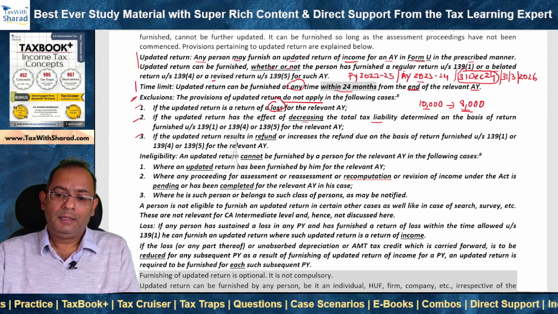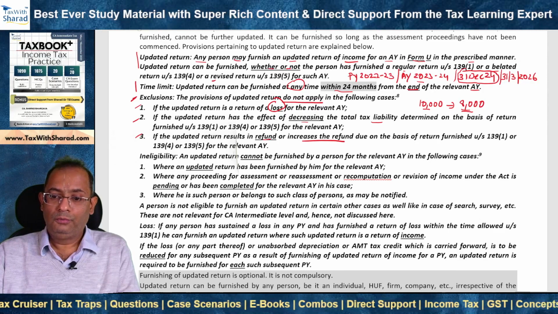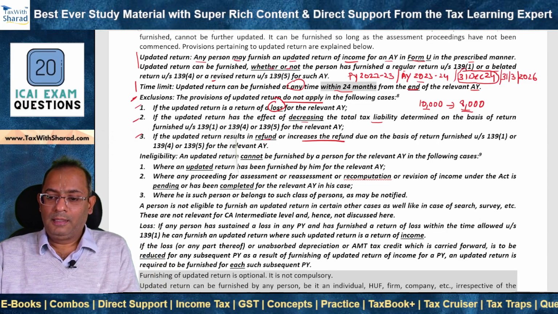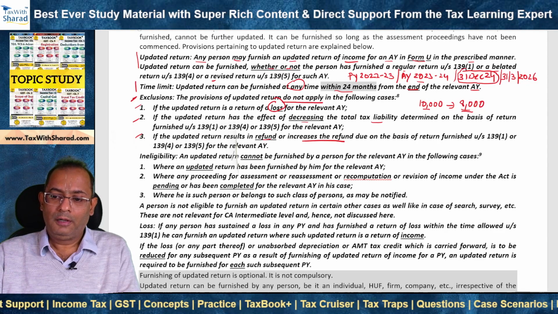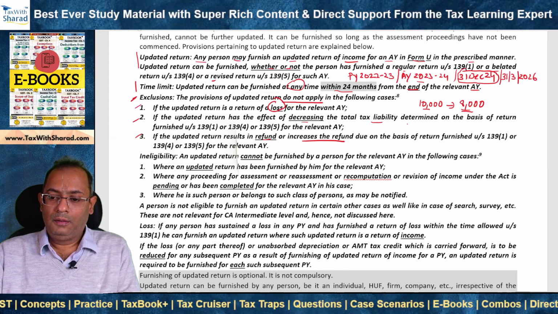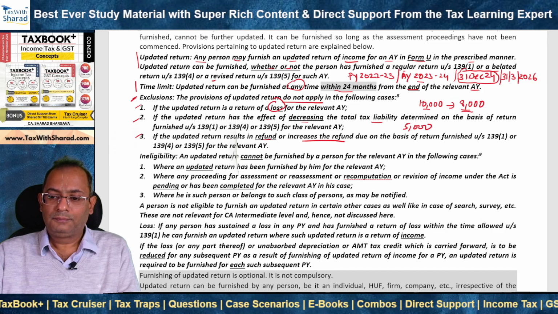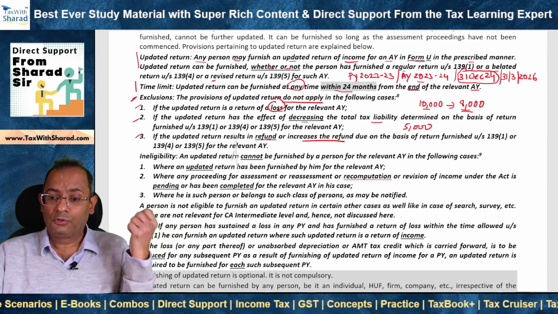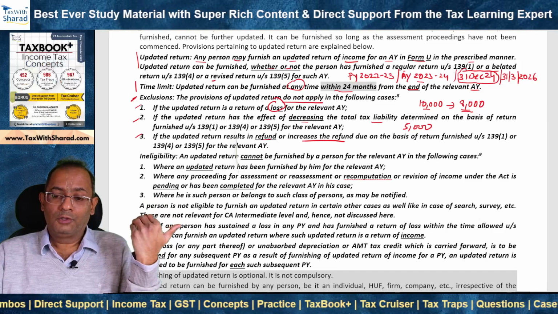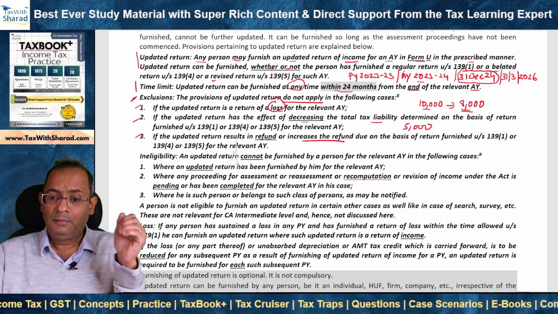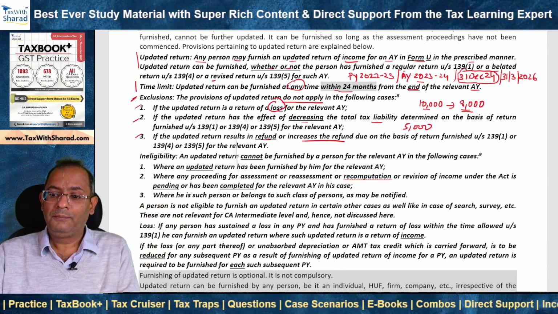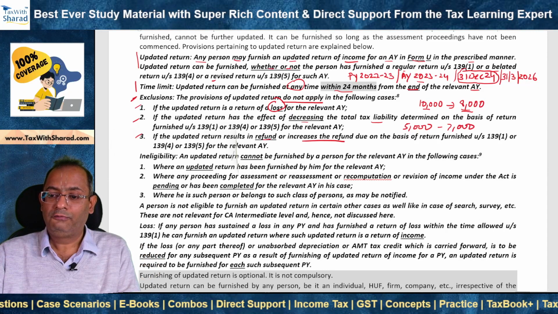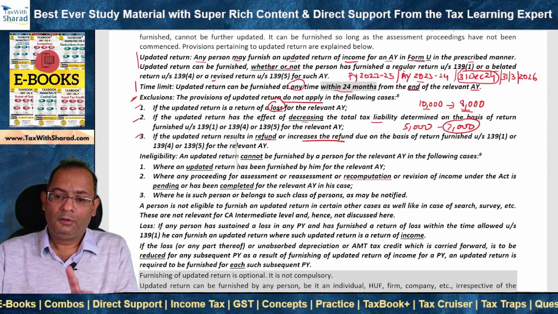Point number 3. If the updated return results in a refund or increases the refund due, then also updated return cannot be filed. Let's take another example. If the taxpayer furnished the regular return claiming a refund of say 5,000 rupees, and he now realizes that he had declared extra income which was not supposed to be declared because it was incorrect, and now he wants to update and file a correct return of income whereby he will decrease his total income, and consequently that will result in a lower tax liability, and therefore he will now claim a tax refund of say 7,000 rupees. So the refund will increase.